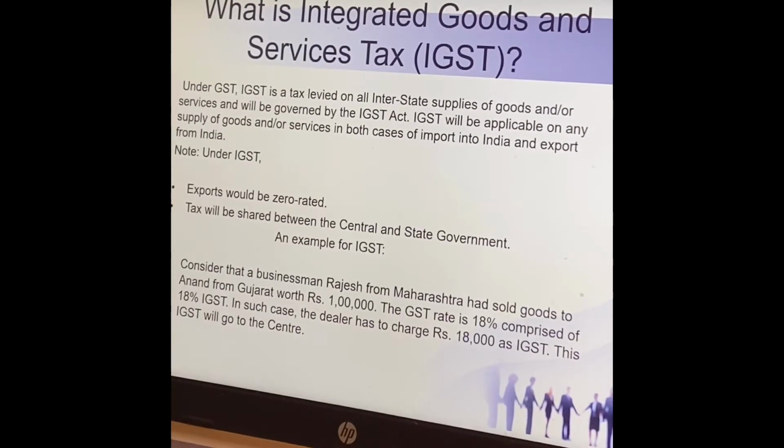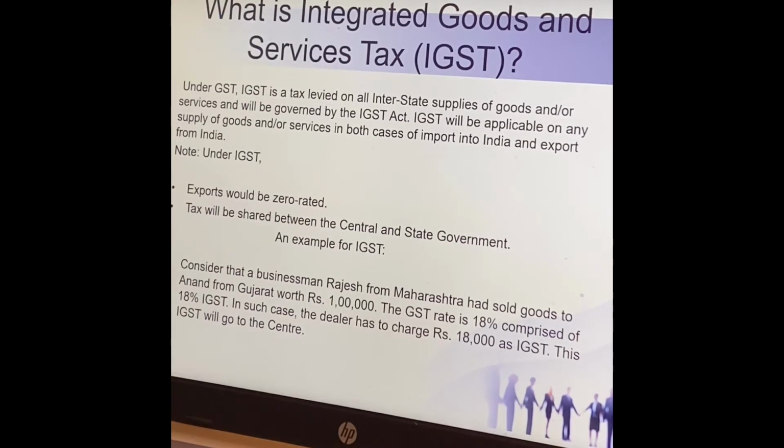Now we have discussed what is SGST and CGST. Here comes a new tax, a new classification which we haven't discussed before, which is the integrated goods and service tax, IGST. IGST is a tax levied on all interstate supplies. The previous two taxes were levied on all intrastate supplies, but IGST is levied on interstate, that is transactions or purchase or selling happening between two different states. So supply of goods or services will be governed by the IGST Act.